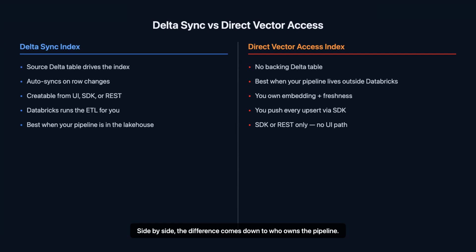Side by side, the difference comes down to who owns the pipeline. Delta Sync has a source delta table driving the whole thing, auto-syncs on row changes. You can build it from any of the 3 creation paths, and Databricks runs the extract, transform, load work for you. Pick it when your pipeline already lives in the lakehouse. Direct vector access has no backing table, and it's the right choice when your pipeline lives somewhere else entirely. You own both the embeddings and the freshness story. You push every upsert yourself through the SDK, and there is no UI path, only SDK or REST.